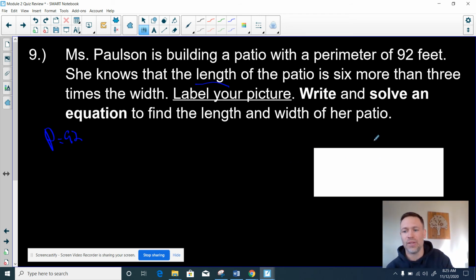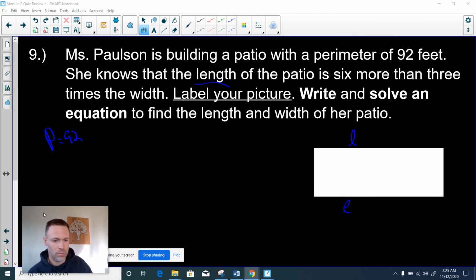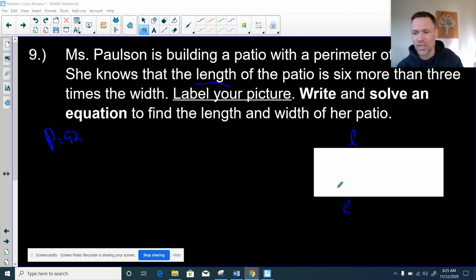Let's just call this my length. Let's put it over here. Length, and then I got width and width. Well, I don't know anything about the width, so I'm just going to leave that as W, but I do know the length. So L equals what? 6 more than 3 times the width. Well, that means I take 3 times the width, 3W, and I add to that 6 more. My W is just straight up equal to W. I don't know anything about it.